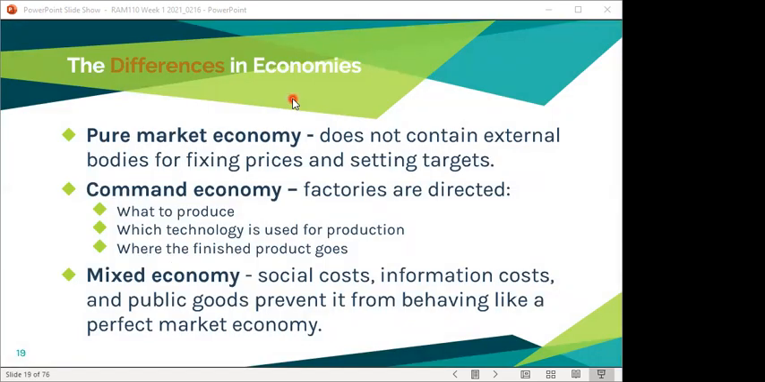The pure market economy does not contain external forces fixing prices, so there's no government intervention. In the command economy, factories or businesses are directed what to produce, where to produce it, how to produce it, and what price to sell it at. And the mixed economy is where you have both social interaction with the public and oversight by the government. Think of it as regulatory control.